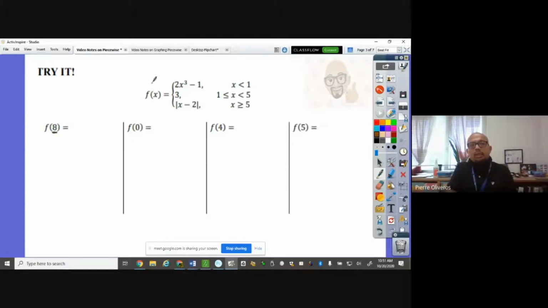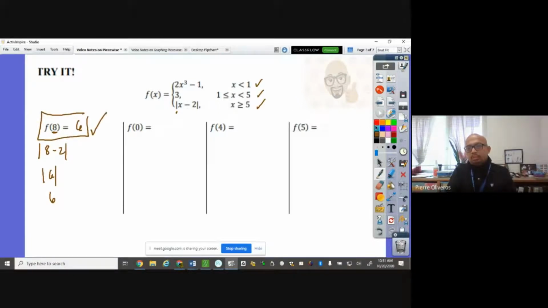And let's solve the function here algebraically. f of x is equal to the function 2x cubed minus 1, 3, and x minus the absolute value of x minus 2, with a given interval here. 8 is bigger than 5, so that will go on the third. So this will be 8 minus 2, absolute value of 8 minus 2, which will give you 6, and the answer is 6. So f of 8 is equal to 6.